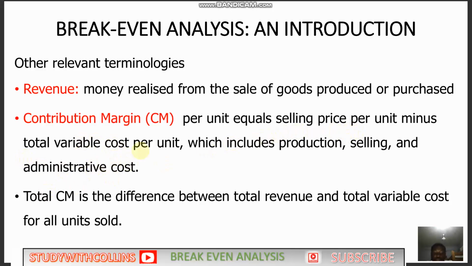The total contribution margin shows the overall ability of the business to cover fixed costs and to achieve profits, and that is contribution margin. Contribution margin helps in pricing decisions and in understanding how efficiently costs are managed. Therefore, if you understand contribution margin, you will be able to analyze profitability and determine the break-even point. Total contribution margin is the difference between the total revenue and the total variable cost for all units sold.